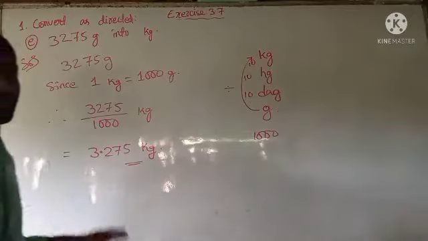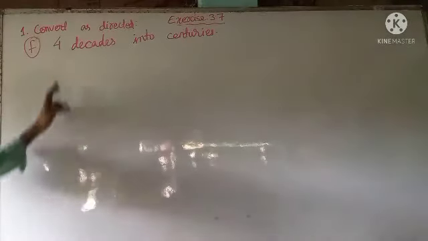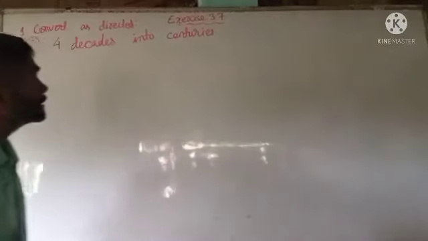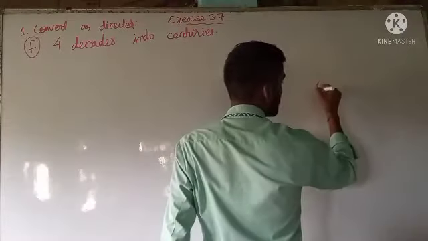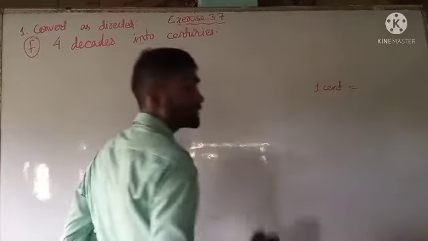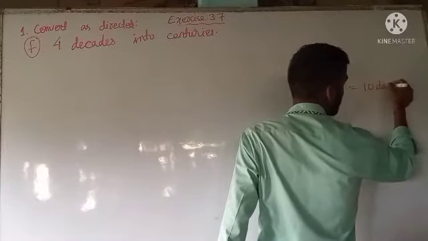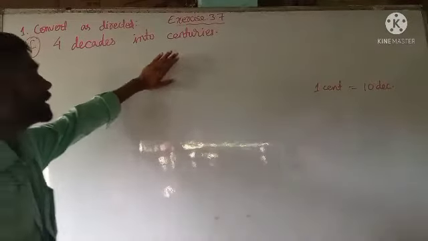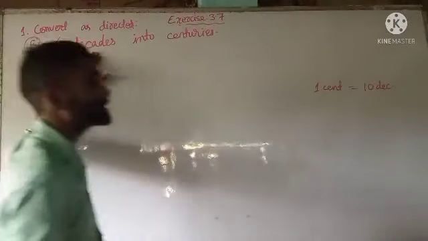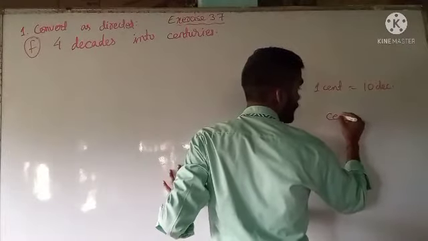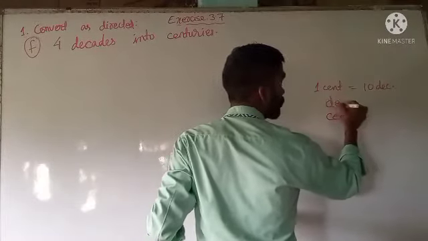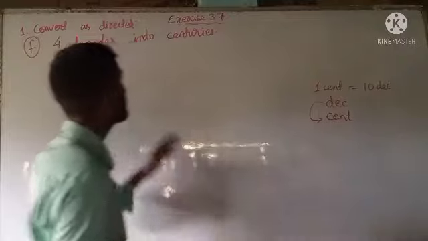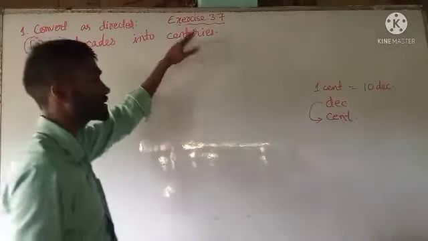Now let me show you option number F. Now here option number F, there is 4 decades into century. We'll convert this 4 decades into centuries. Now here we'll come across that in 1 century it is equal to 10 decades. Now here which one is the smaller unit and which one is the greater unit? Century is the greater unit and decade is the smaller unit. Now here when we are converting from smaller unit to greater unit, that means decades we are converting into centuries. Centuries is the greater unit.